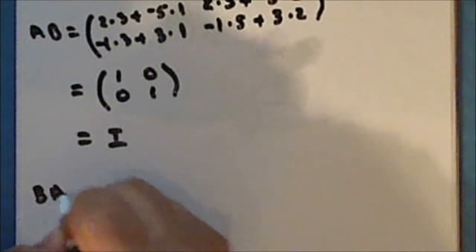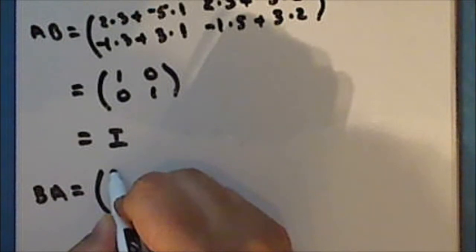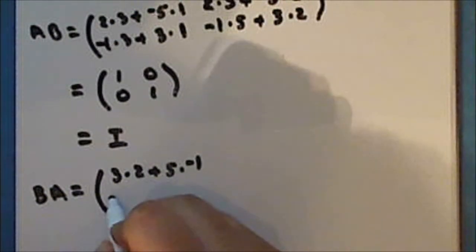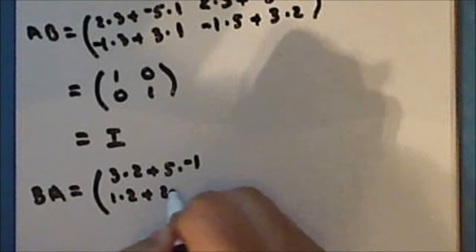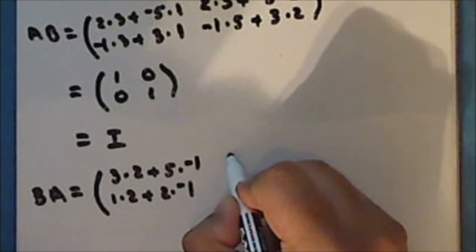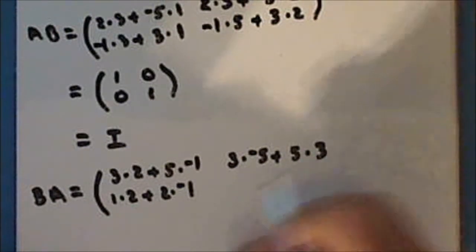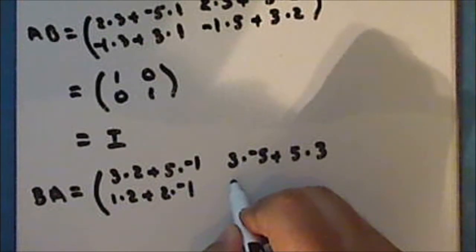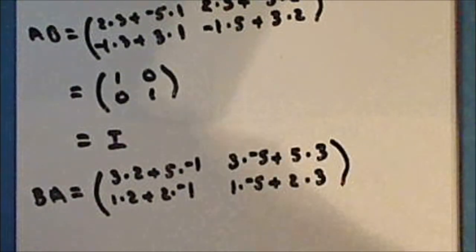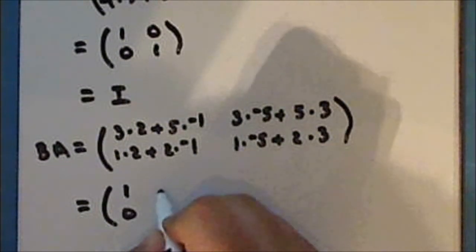And the product, B times A, is the 2 by 2 matrix with entries 3 times 2 plus 5 times negative 1, and 1 times 2 plus 2 times negative 1 in the first column, 3 times negative 5 plus 5 times 3, and 1 times negative 5 plus 2 times 3 in the second column. Once again, this is the 2 by 2 identity matrix.